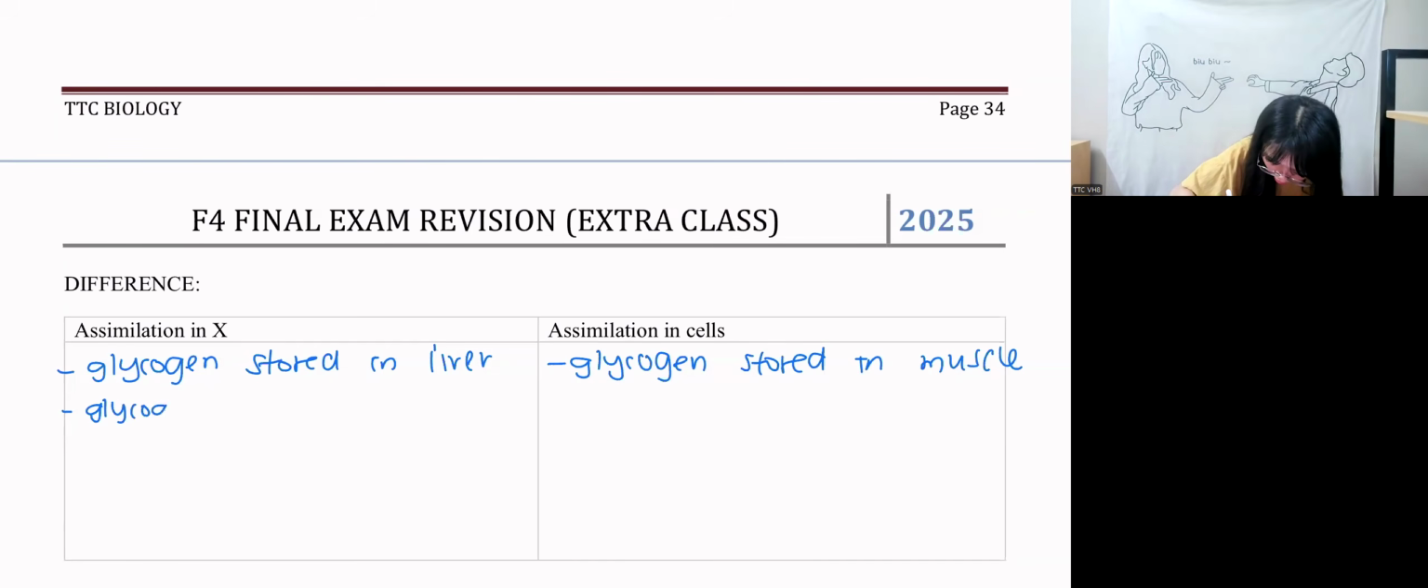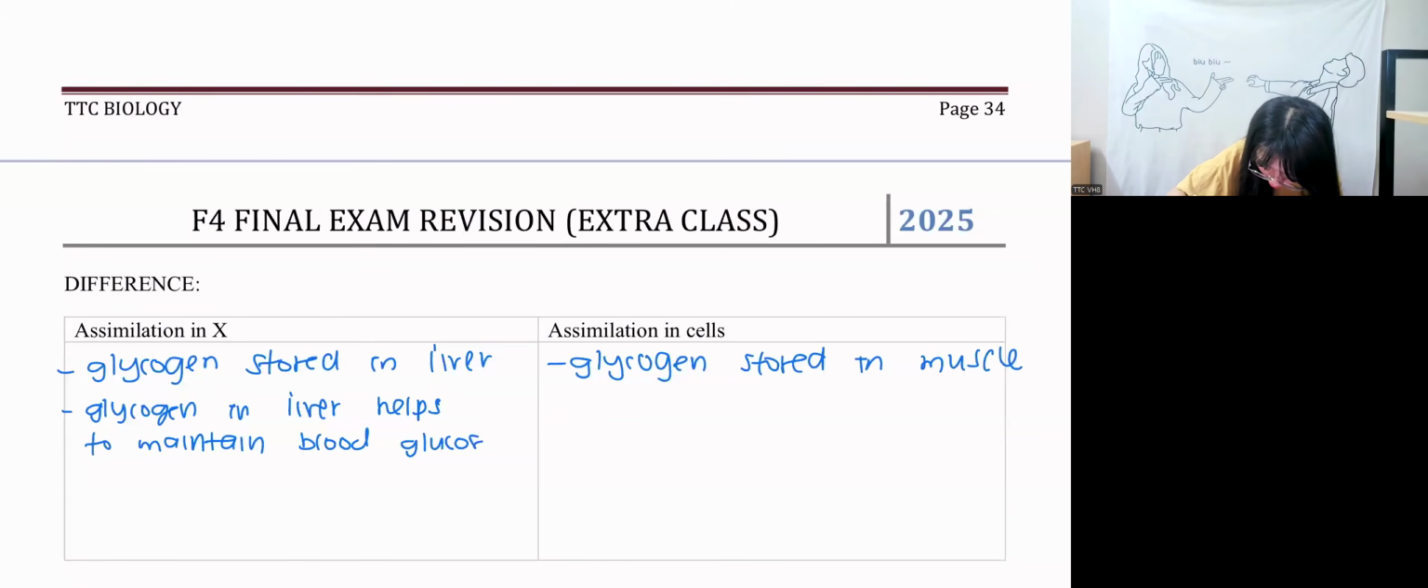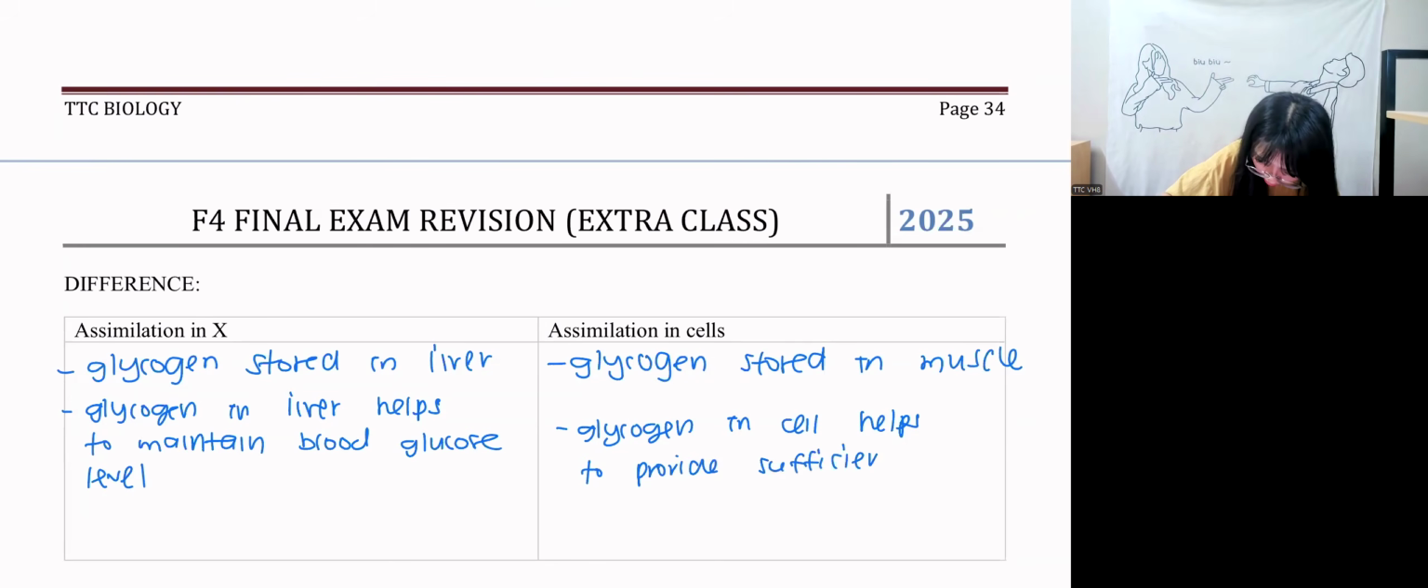So glycogen in liver helps to maintain blood glucose level. Glycogen in cell helps to provide sufficient energy.